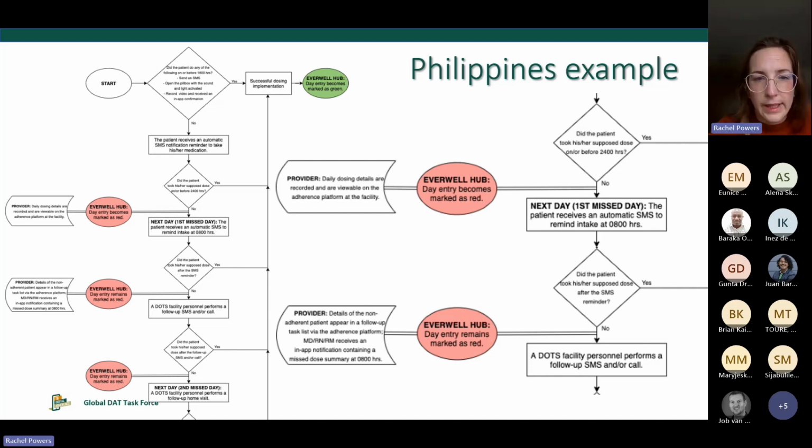So on the right-hand side here, you can see that in the Philippines, we did have this reminder at the end of the day. So if the client hasn't reported their dosage, either from opening the box or from texting in the code, they would get a message at 6 p.m. saying, looks like you haven't taken your dose today. Please don't forget to text the code, or please don't forget to take your medication from the box, depending on which technology they were on.